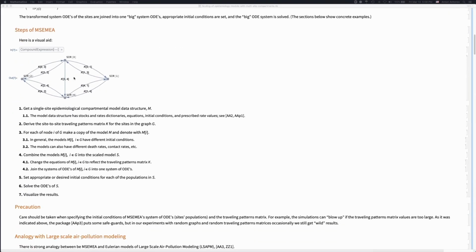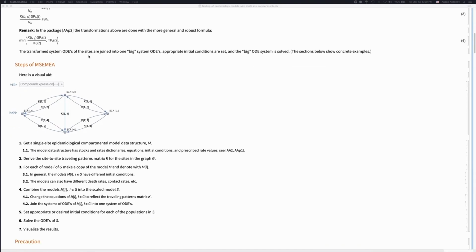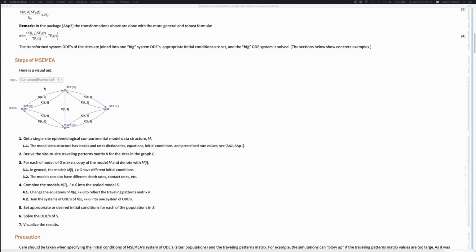This is a visual aid. It's more or less what I've been describing in several ways. I'm taking the model, say like SIR or anything else, and I make multiple copies of this SIR model across my graph. And then using the traveling patterns within this graph of sites, I do this extension, which is given here. After I do that, I combine the ordinary differential equations systems of all of these models into one big one, and then I solve this big system.